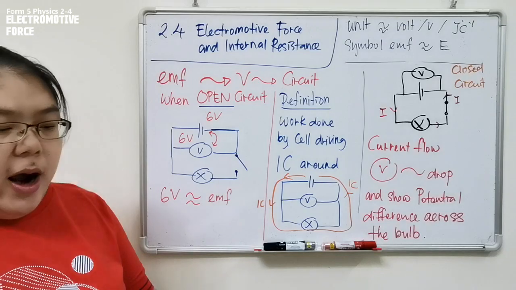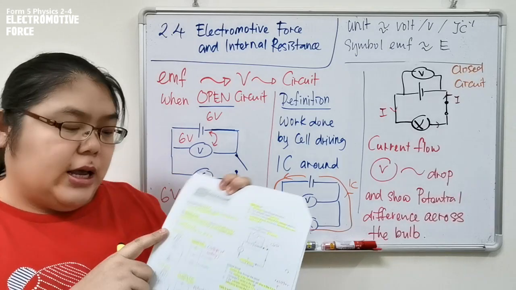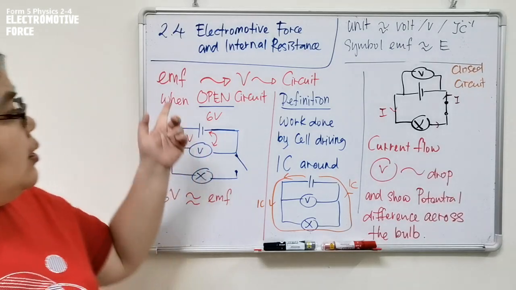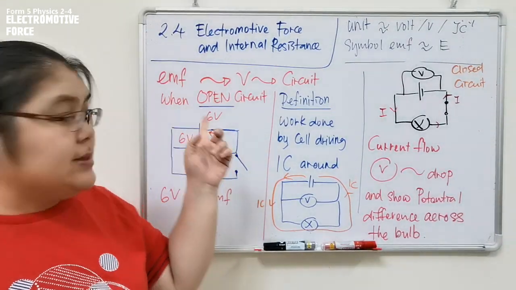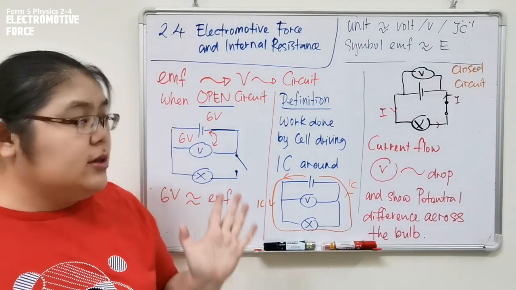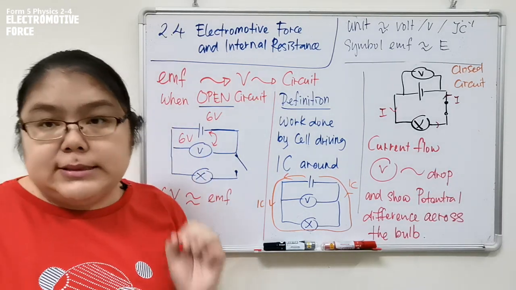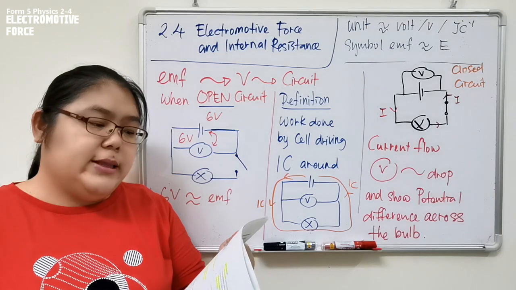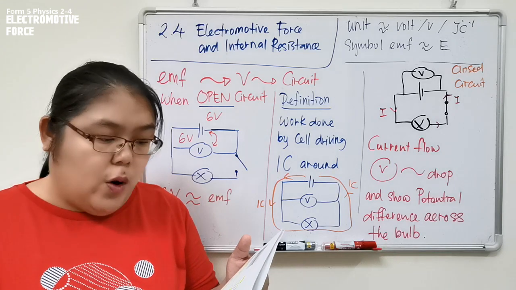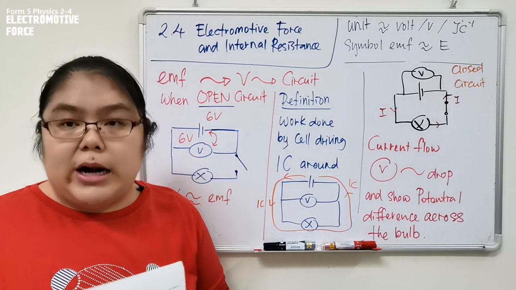Now let's see the first part. The first part introduces the EMF, its definition and also the unit. First, electromotive force we can write as EMF. EMF has the same meaning as potential difference, but the difference is that it only happens when there's an open circuit. From your notes, they say EMF is the potential across the cell, or the source of electricity, when it is on open circuit and no current is supplied.